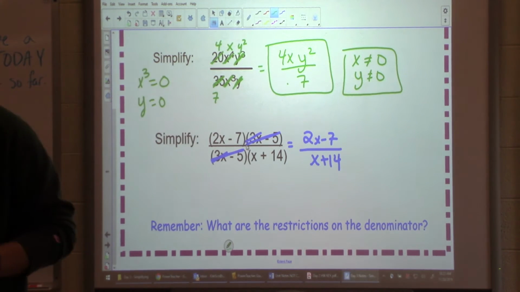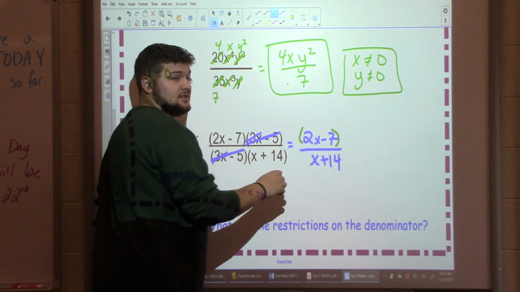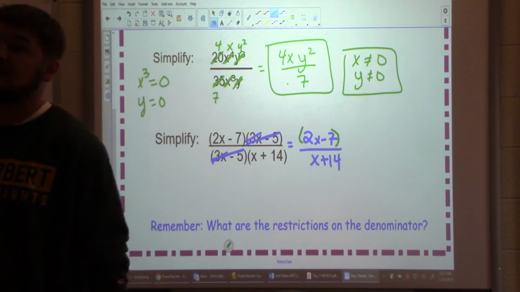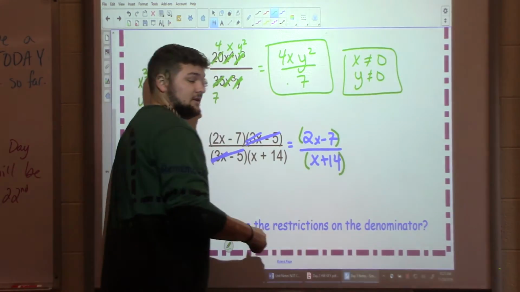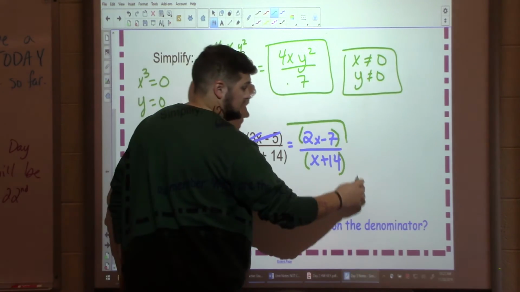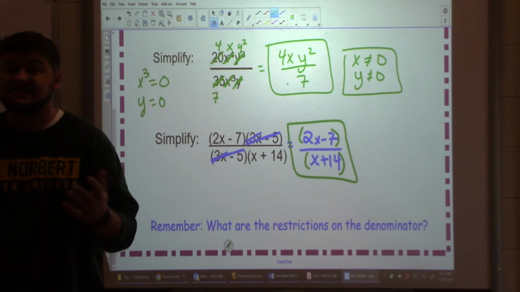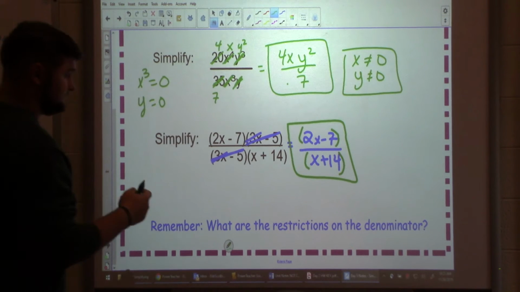If I have addition or subtraction in it, like 2x minus 7, that is one whole piece. In order to cancel any part of it, I need to cancel the whole thing. X plus 14, that is one whole piece. In order to cancel any part of it, I need the whole thing in the opposite numerator or denominator. Alright? Does that make sense? So that is my final answer for this problem: 2x minus 7 over x plus 14, because I can't simplify it any farther. If I'm simplifying things, that means they have multiplication in between them, like we had here.